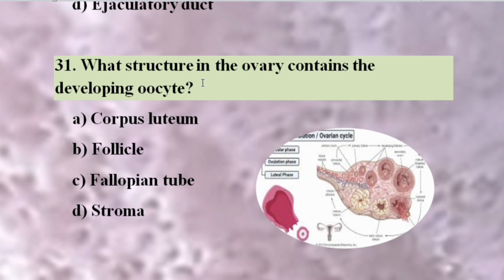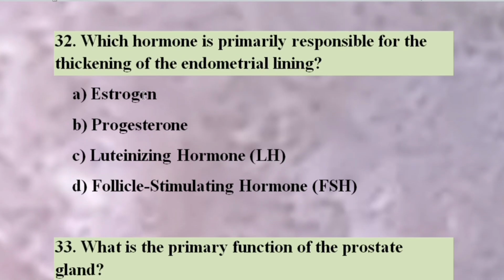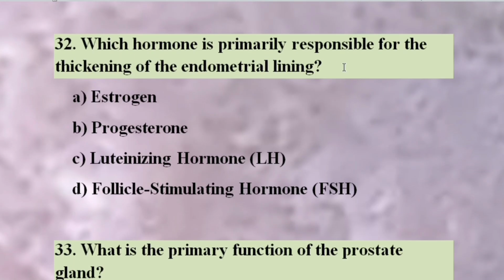What structure in the ovary contains the developing oocyte? Alpha, corpus luteum; beta, follicle; Charlie, fallopian tube; delta, stroma. The right option is beta, follicle. Which hormone is primarily responsible for the thickening of endometrial lining? Alpha, estrogen; beta, progesterone; Charlie, luteinizing hormone; delta, follicle stimulating hormone. So here the right option is estrogen. Estrogen is primarily responsible for the thickening of endometrial lining.